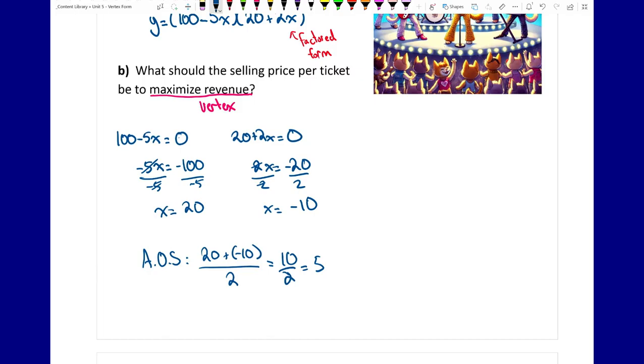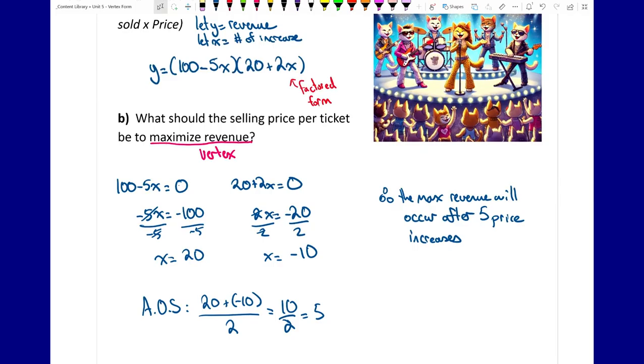Because I'm looking for the selling price per ticket to be at the maximum revenue, that is telling me that the x value is 5. So therefore, the max revenue will occur after 5 price increases.